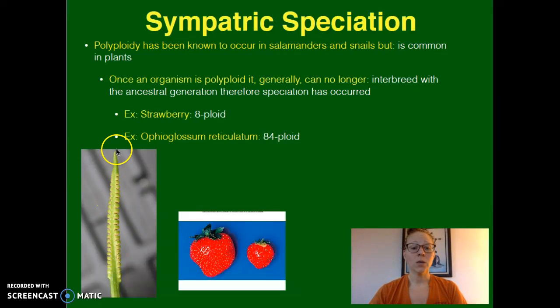And so once an organism undergoes polyploidy, or the gamete is polyploid and reproduces successfully, the offspring is generally no longer going to be able to interbreed with the ancestral population. And that is instant speciation right there. And therefore you have two different species living beside each other and not able to interbreed anymore. And so that is an example of sympatric speciation.